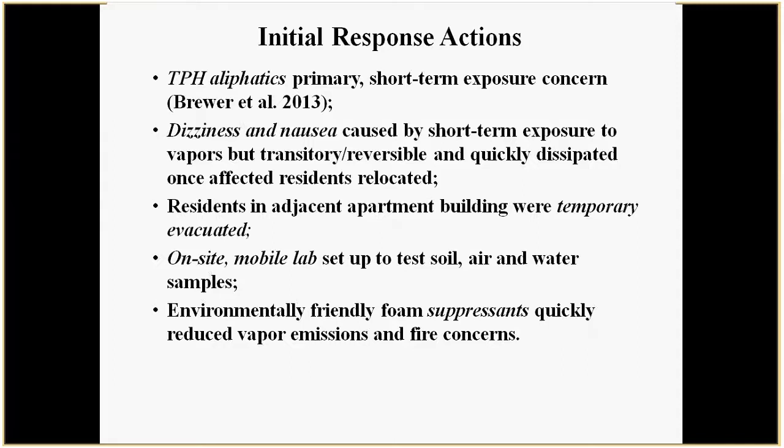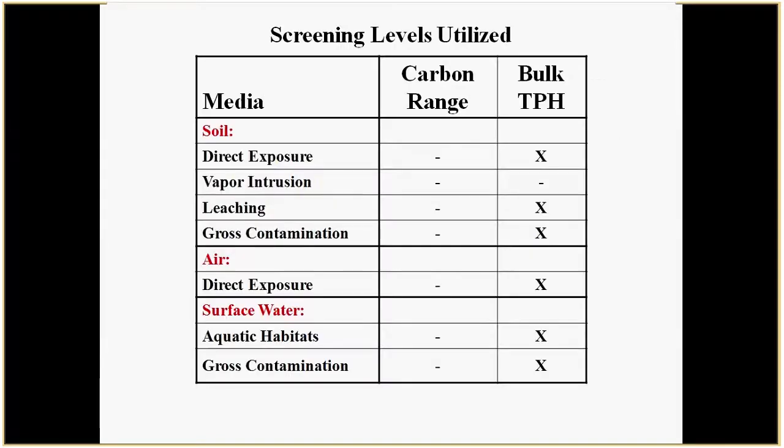An on-site mobile lab is set up because this is a site where you need to get in and get out. You don't have time to do a detailed risk assessment, testing soil, air, and water samples, and I think sediment too. Environmentally friendly foam suppressants were quickly used to reduce vapor emissions and fire concerns. Screening levels were used, again, because we're getting in and getting out with this site. We know what it is, we know it's diesel fuel, the general makeup. So we just use bulk TPH data for soil, air, and surface water to make initial cleanup and remediation decisions.